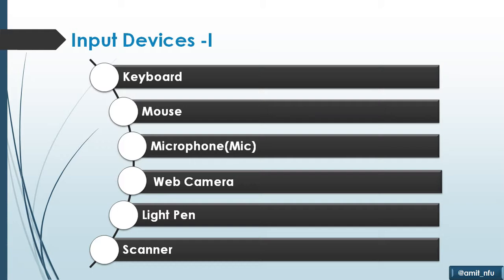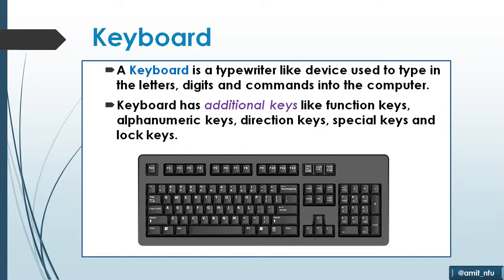The keyboard, mouse, microphone, web camera, light pen and scanner, one by one. First of all, the keyboard. Keyboard is a typewriter-like device used to type the letters, digits, commands into the computer. And keyboard has additional keys also, like function keys, alphanumeric keys, direction keys, special keys and lock keys. You can have a view of the keyboard here.